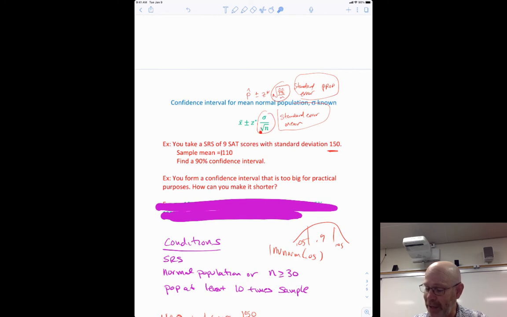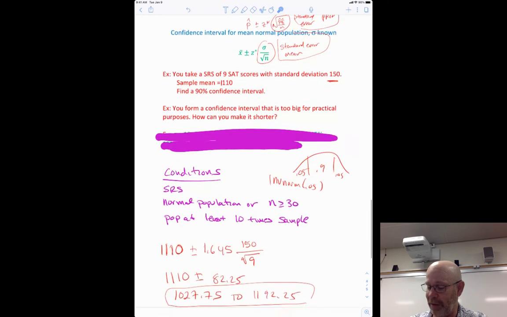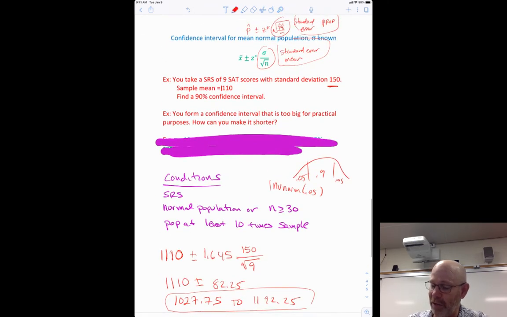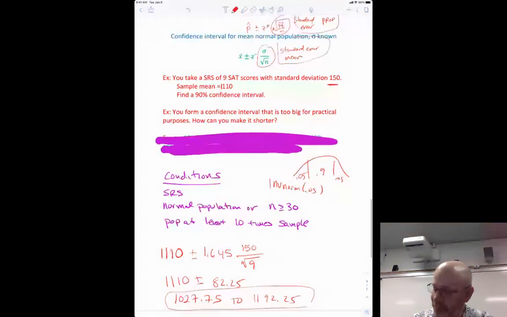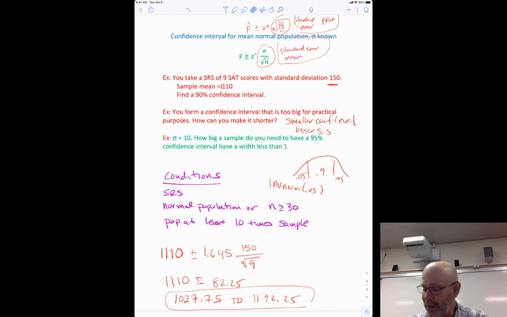So that's one way. The other way, think about this: if n gets bigger, this number gets smaller, so that whole margin of error becomes smaller. So the answer to this question would be a smaller confidence level always makes it smaller, or a bigger sample size. Now we talked about that. Nothing's different than what we did with proportions. And then the last question is finding that sample size, just like we did for proportions.